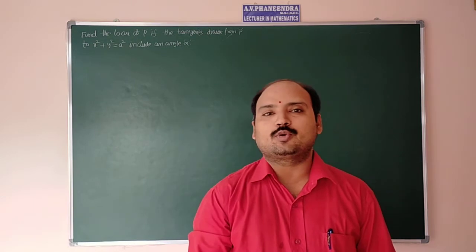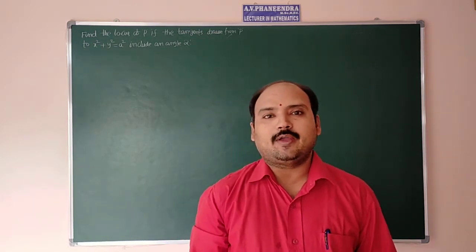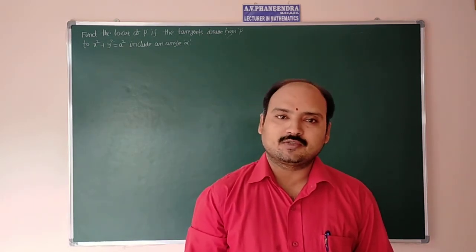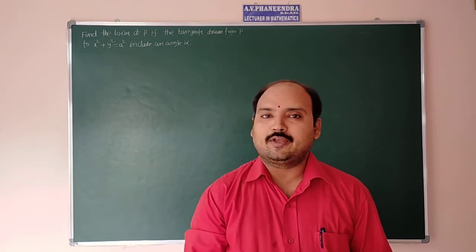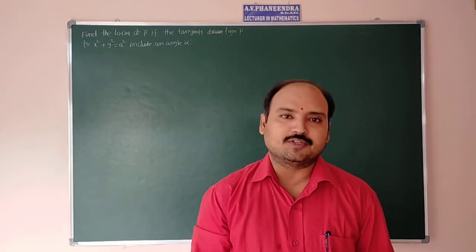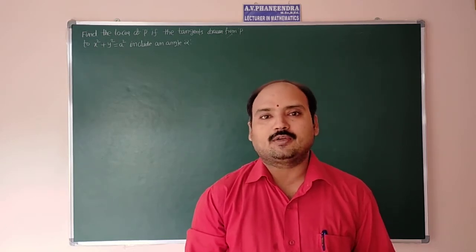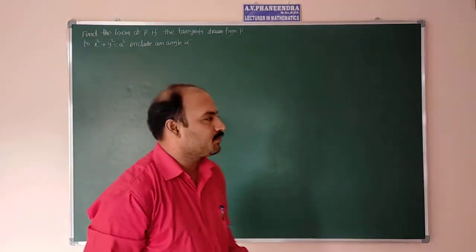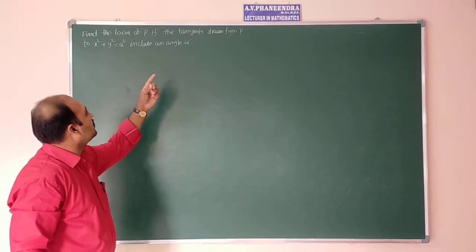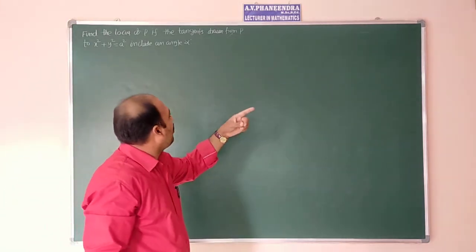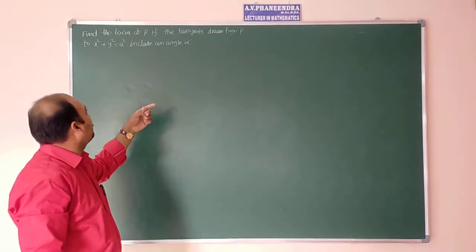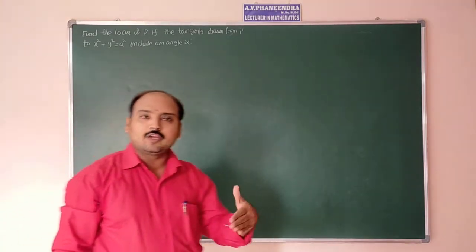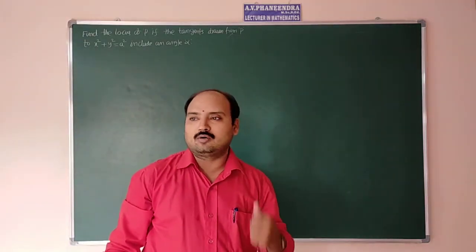Now in this episode I am going to teach the angle between the two tangents with some angle alpha and their applications, chord of contact applications I am going to discuss. See the first question, find the locus of P if the tangents drawn from P to x square plus y square equal to a square include an angle alpha.